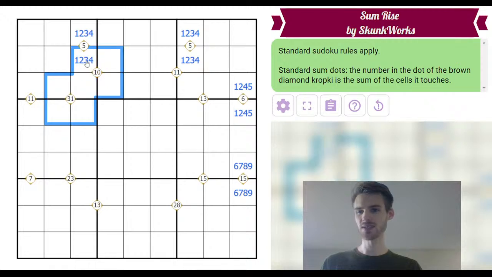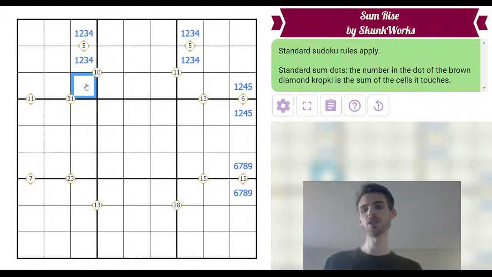31 and 10 is overlapping. So 31 is obviously the biggest total in this entire thing, and 10 is the lowest 4-cell total. So what digit is going to go here? What's the biggest digit we can put in this 10? Well, if we repeat 1, and then we put a 2, then that's 4. So the biggest digit this can be is a 6.